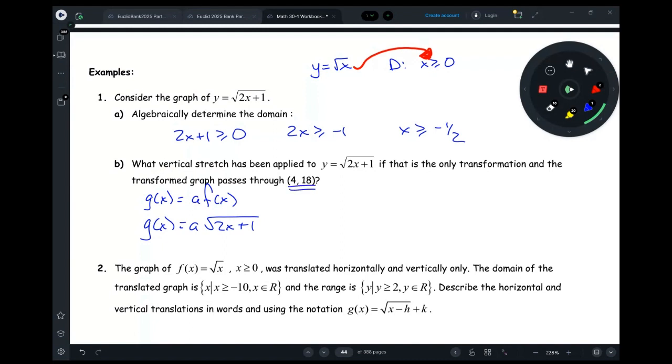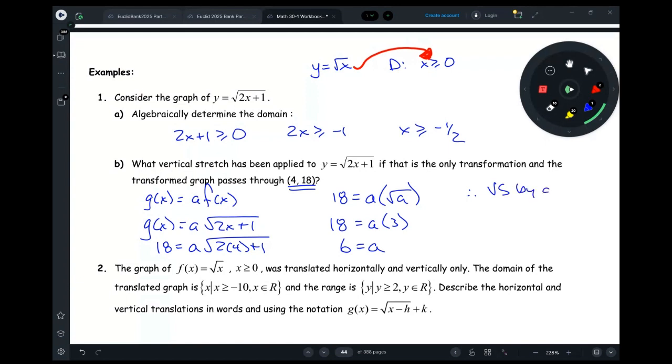Now I've got a point, x comma y, that sits on that new function. So 18 is going to equal a times the square root of 2 times 4 plus 1. Well, 18 is equal to a multiplied by, well, 2 times 4 is 8, plus 1 is 9, so it's the square root of 9. The square root of 9 is 3, and when I divide, I'm going to get a is equal to 6. So therefore, we've had a vertical stretch by a factor of 6 about the x-axis. Good.